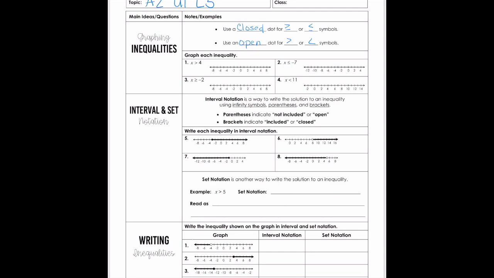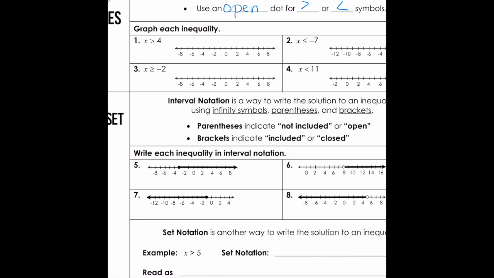Since it's just greater than, we are going to make an open circle around the 4. Now we need the arrow to go one direction or another. Since this is greater than, we're worried about the numbers that go this direction. So that's how you'd graph that.